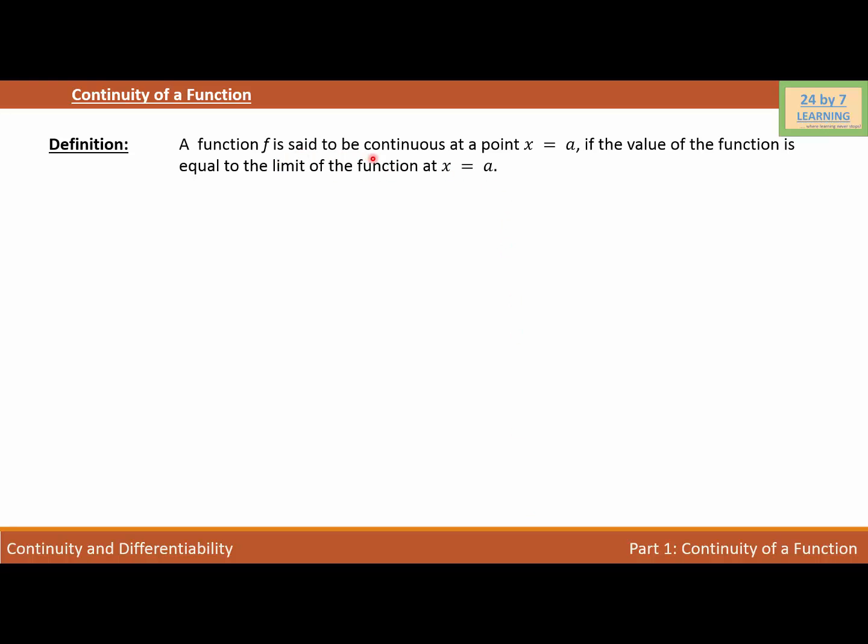A function f is said to be continuous at a point x equals a if the value of the function is equal to the limit of the function at x equals a. Let's try to understand what that means.